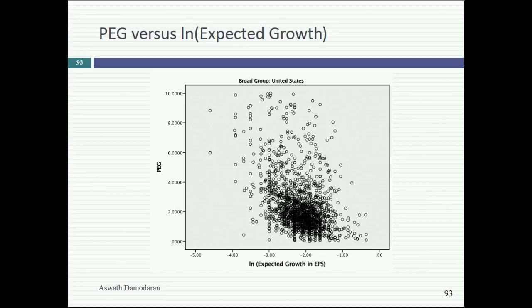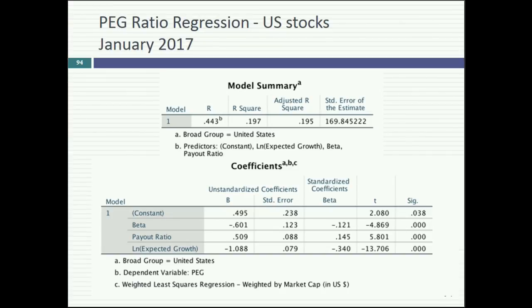When I ran my regression of PEG ratios, here's how it manifested itself. I had beta, payout ratio, and notice the difference? I have the log of the expected growth rate. The regression has an R squared of about 19.7%. I'm not happy about that.